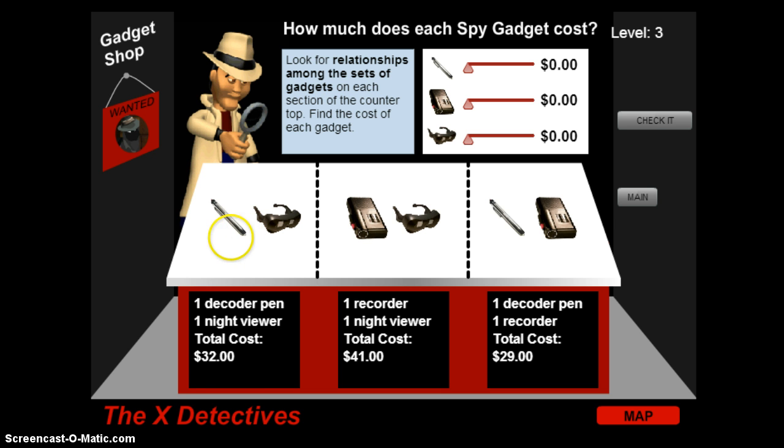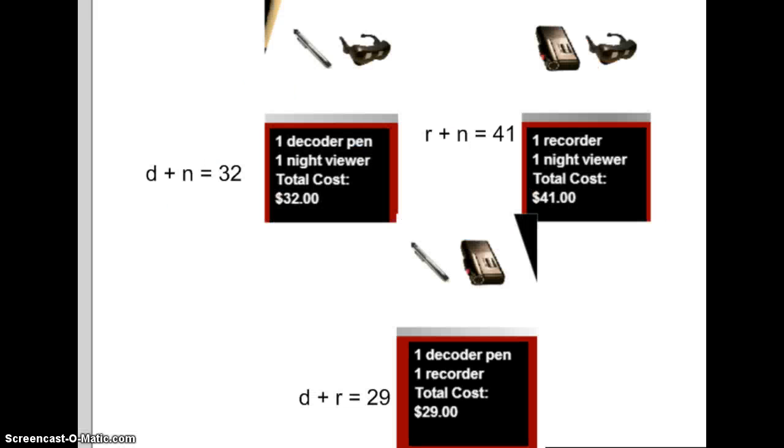Let's take a look at the decoder pen and the night viewer for $32. We could write that as D plus N equals 32. For the recorder and the night viewer, we could write that as R plus N equals 41. In terms of the decoder and the recorder, we can write D plus R equals 29. So we have three equations here, and it's interesting that two of these equations contain the variables that we need.